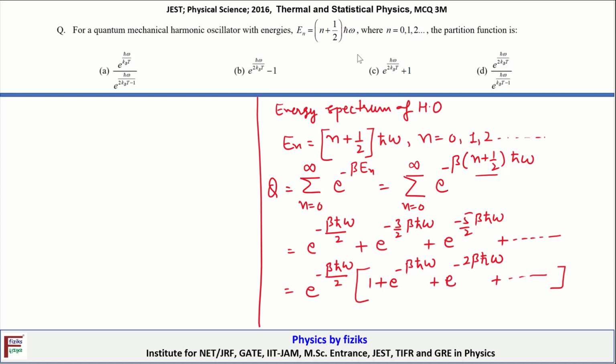Okay, so this is of the type a plus ar plus ar square, where r, that is the common ratio, is equal to exponential minus beta h cut omega. Okay, so this can be written as q, the partition function, that is equal to exponential minus beta h cut omega by 2 outside, and then a over 1 minus r, a upon 1 minus common ratio, that is exponential minus beta h cut omega.